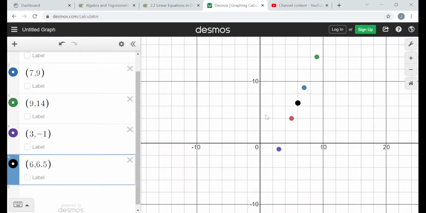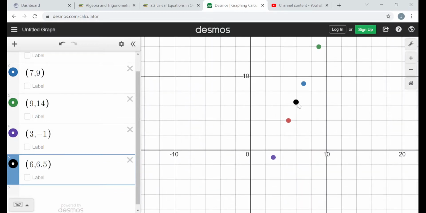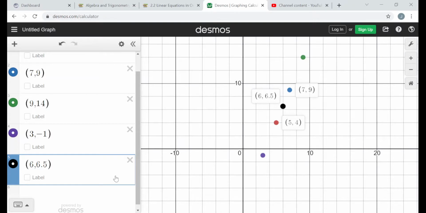I'll zoom in, but here was 5, 4. I went up 2.5, right 1, and then from here you go up 2.5, right 1. You're at this point. And you can keep going up 2.5, right 1. And the ratio of vertical change to horizontal change will be 2.5, will be 5/2, the slope of the line.